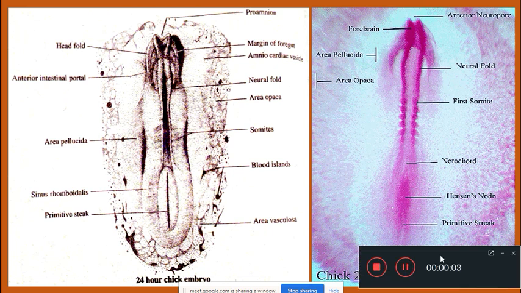Today we will take a look at the salient features of the 24-hour chick embryo. So we will just have the important features in a nutshell. The first thing is the shortening of the primitive streak, which extended up to the anterior region during gastrulation.